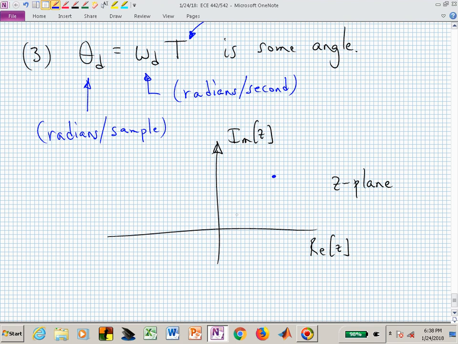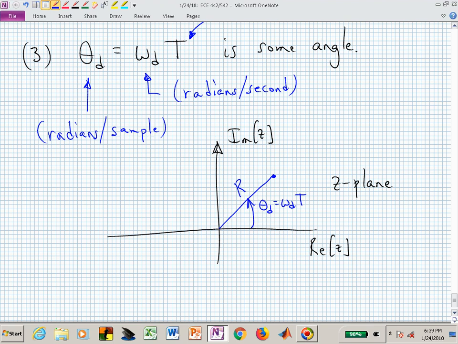And if we have a generic complex number that's in polar form, a distance r away from the origin and an angle of theta sub d, then at each sample, we are actually spinning or rotating around in this z-plane. Because theta sub d is the radians per sample.